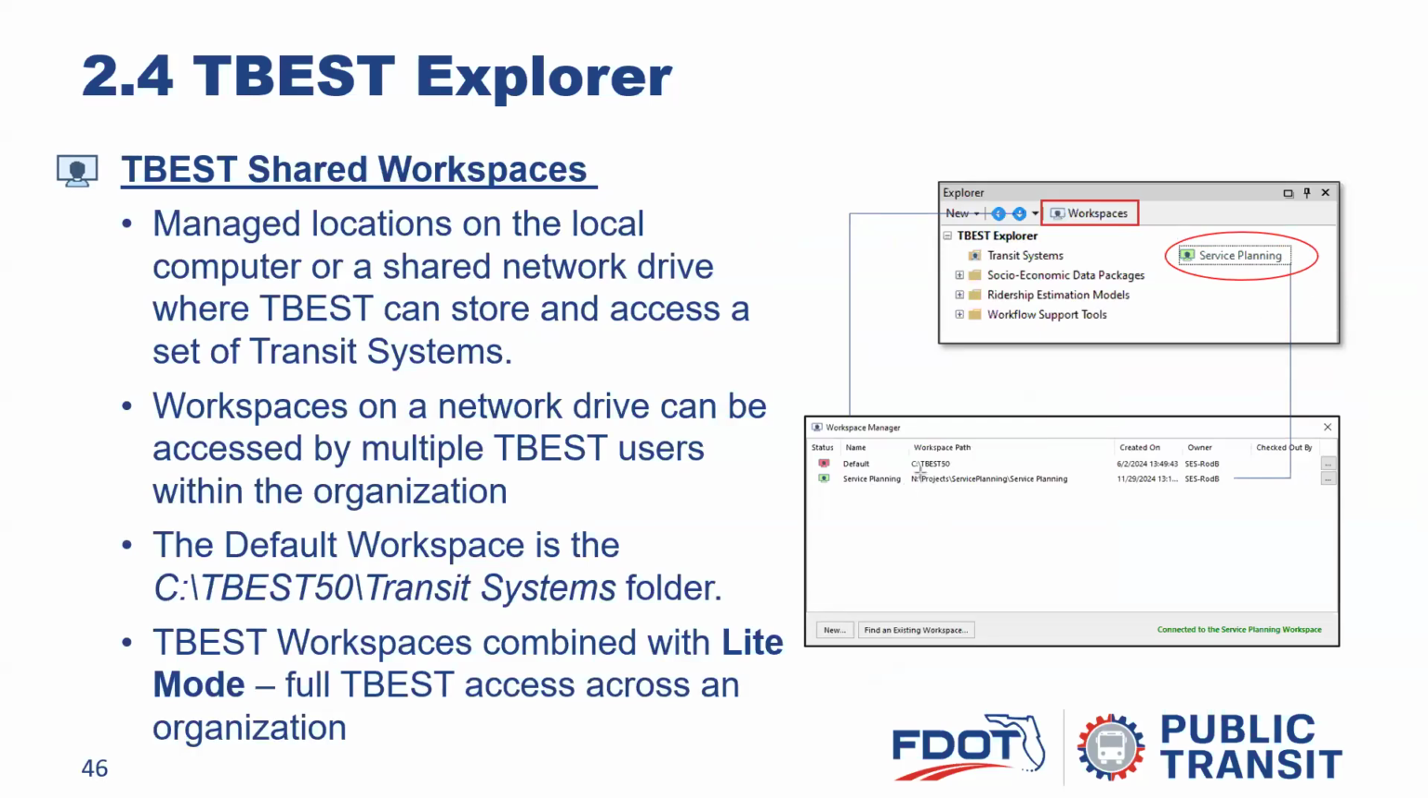So you see service planning in the workspace manager here. It has the green button or green icon. That means that it's connected to the service planning. And you also see here, it says connected to service planning, connected to the service planning workspace. So basically when it's set, whatever it says here is the workspace that it's connected to.